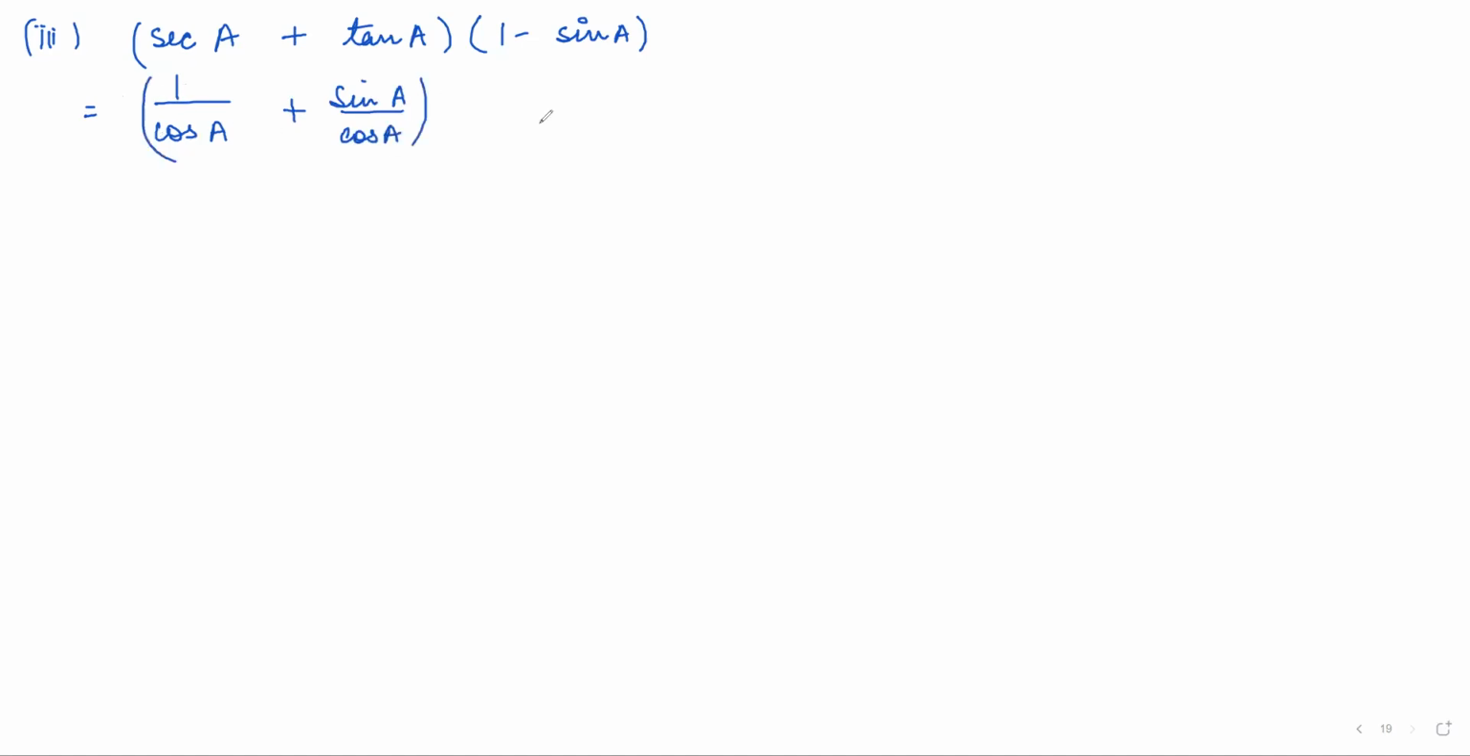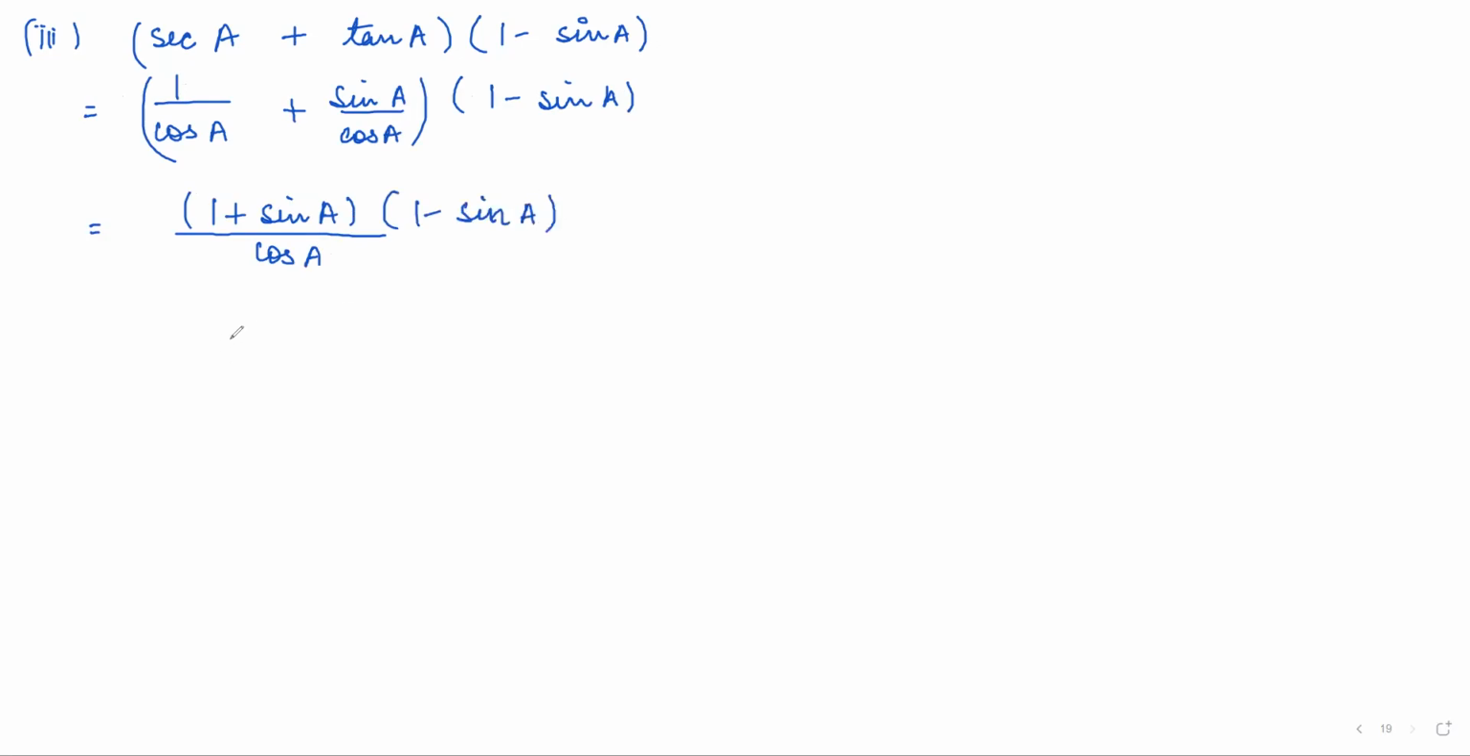So third part is sec of A plus tan of A into 1 minus sine of A. Now again, the simplest thing will be to convert it in terms of sine and cos. So this can be written as 1 upon cos A plus sine A divided by cos A. And then you have 1 minus sine A, right? Now take LCM. So cos A is the LCM, and then you have 1 plus sine A. And here you have 1 minus sine A.